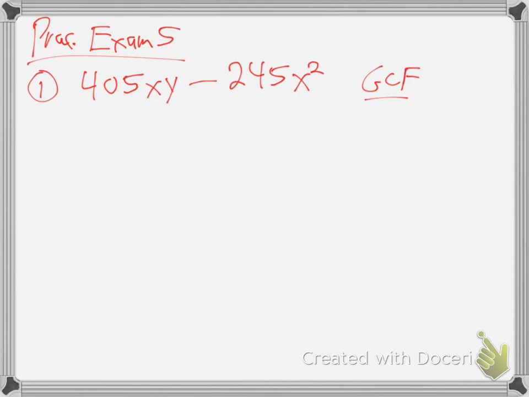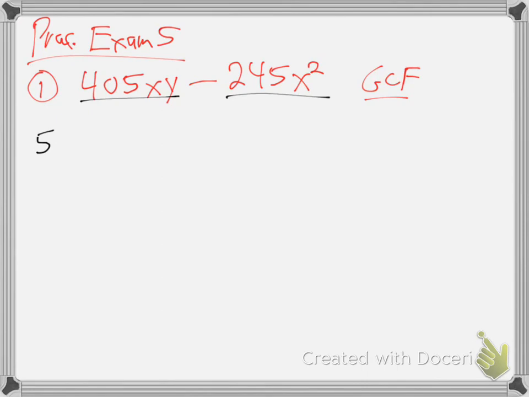Okay, so we know 5 goes out there. What about when it comes to letters? What letters do these two terms both have? X. They both have X. Do they both have a Y also? No, just X. Now, which one do I take out, though? Do I take out the X squared or just the regular X? How do you know? Regular. Yeah, what's the rule? The smaller one, because it's what they have in common.